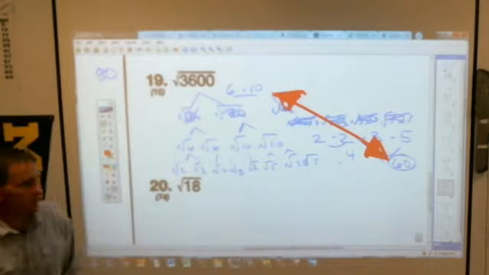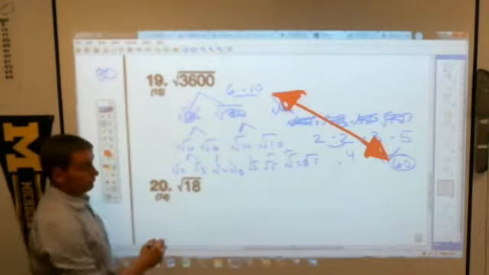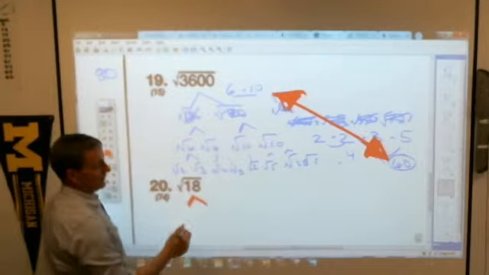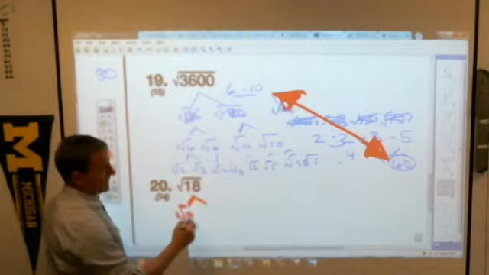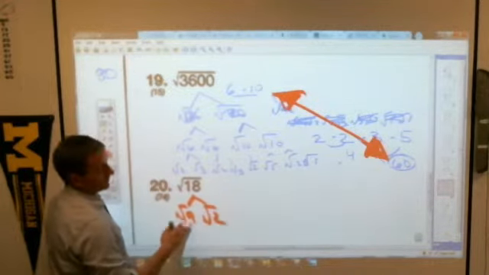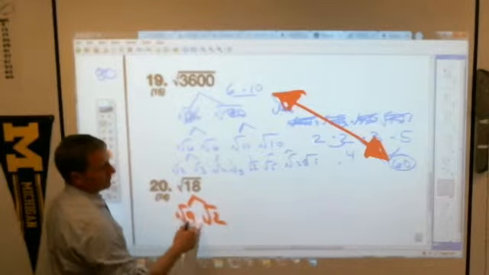All about what you want to do. Might as well do 20 while I'm sitting there. The square root of 18 breaks down into the square root of 9 times the square root of 2, and the square root of 9 is 3, so you can stop there and get 3 times the square root of 2.